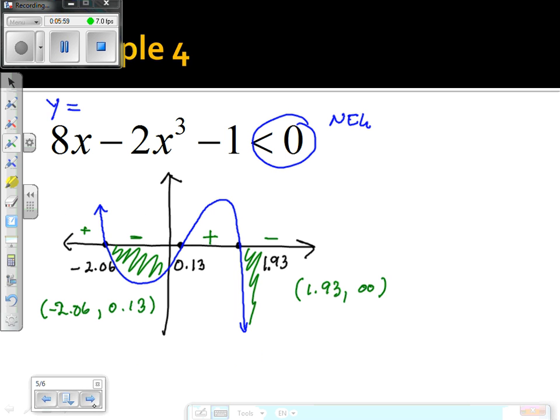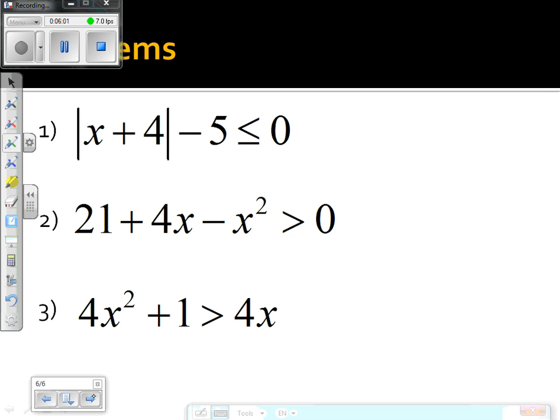Okay. Your homework problems are going to be these three. Solve the absolute value problem. Solve this. You can try factoring or graphing. Same thing here, factoring or graphing. Don't forget to move the 4x before you do anything.